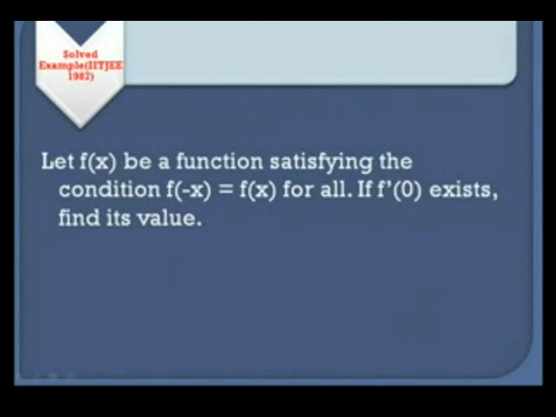This problem appeared in 1987, and it is: let f(x) be a function satisfying the condition f of minus x is equal to f of x for all x. If f dash 0 exists, find its value. So in this problem it has been given that f(x) is a function satisfying the condition f of minus x equal to f of x. Now it is also given that f dash 0 exists, that is f(x) is differentiable at the point x equal to 0, but we have to find its value. So let's see how to solve it.